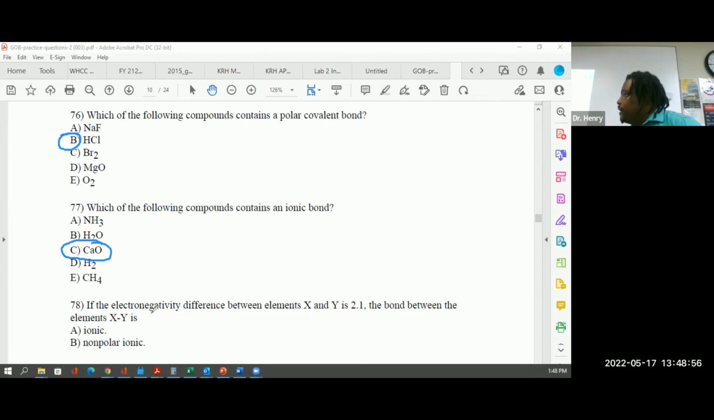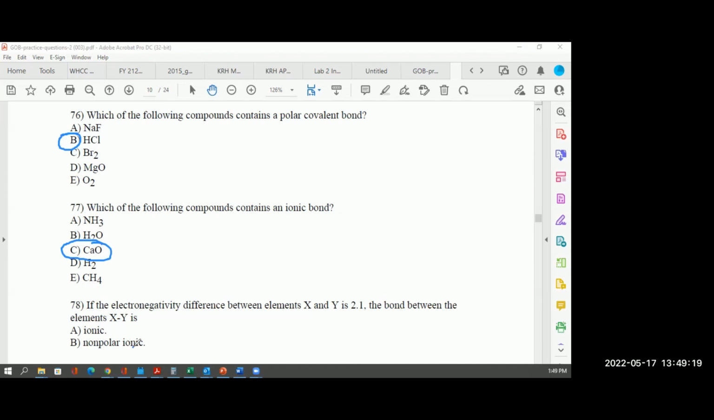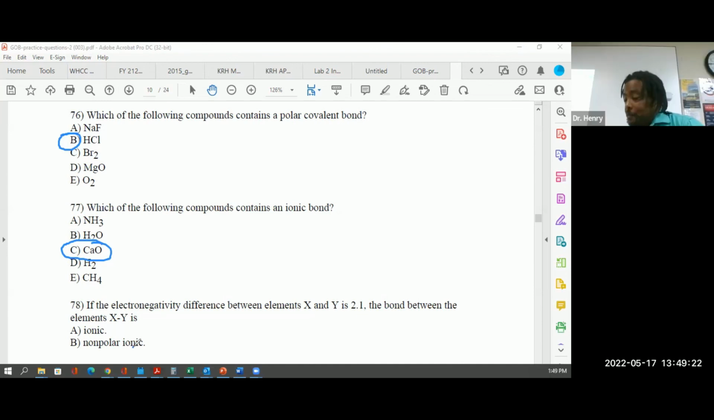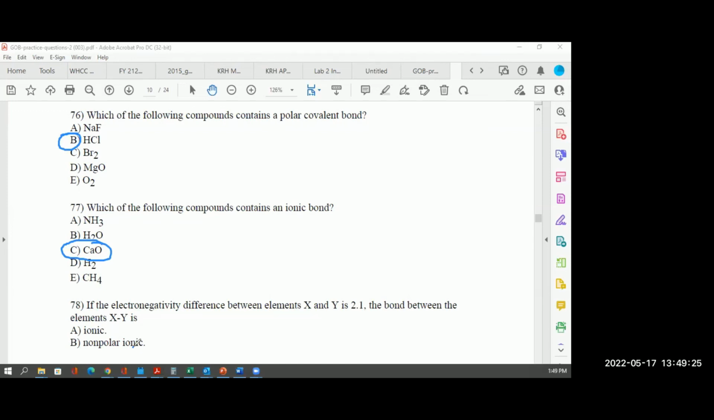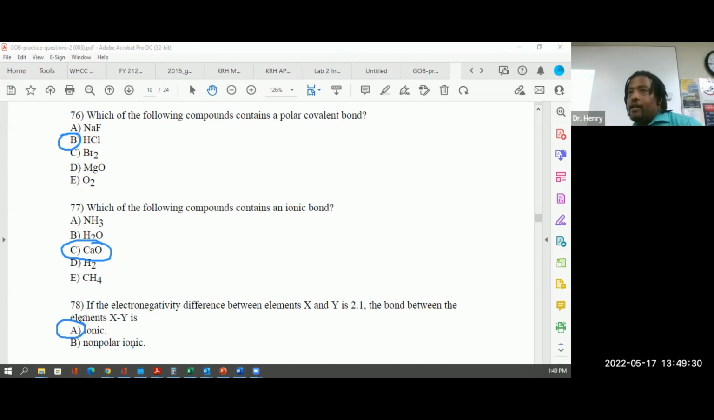If the electronegativity difference between X and Y is 2.1, is the bond between X and Y ionic or nonpolar? Ionic. Is there such a thing as nonpolar ionic? No, it's just ionic. Nonpolar means you're sharing evenly, so there's no such thing as sharing evenly if you're taking the electron.